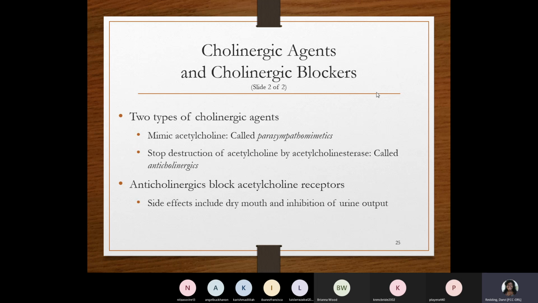So this is going to complete part one of the therapeutic agents for the nervous system. And then part two, we'll talk about the medications in the conditions of the nervous system.